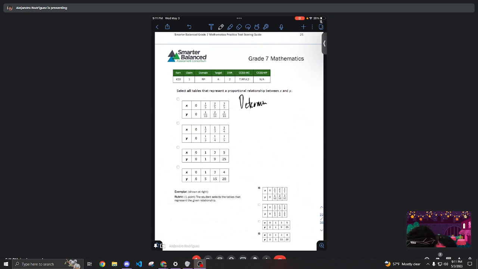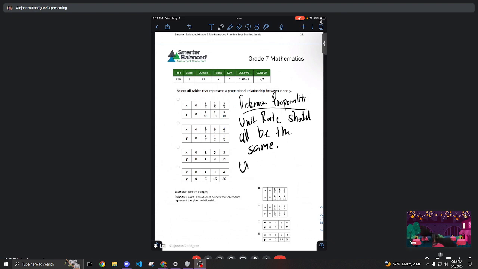The way you determine proportionality from a table is by checking the unit rate, which should all be the same. And if you forgot what the unit rate is, that's okay. The unit rate is y divided by x. So we've got to do y divided by x for all of these problems and see if we get the same thing.